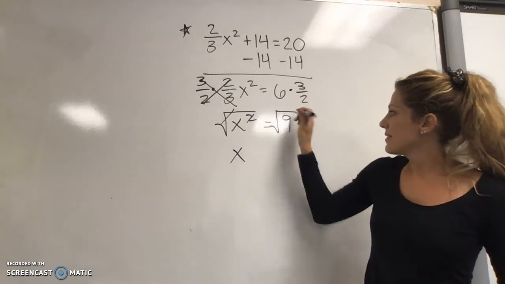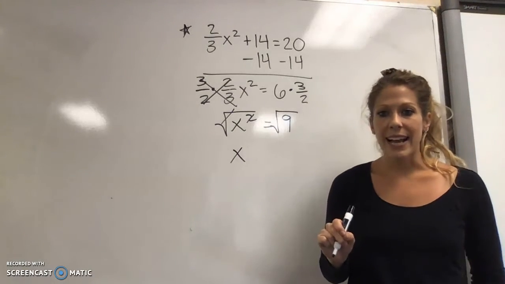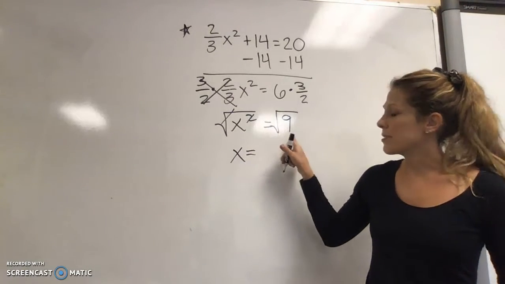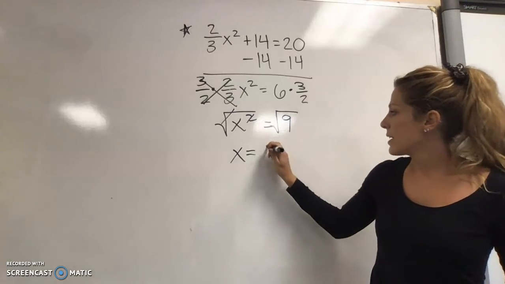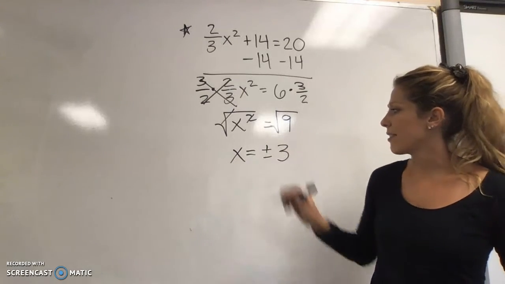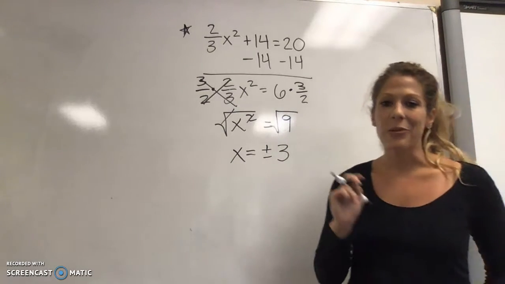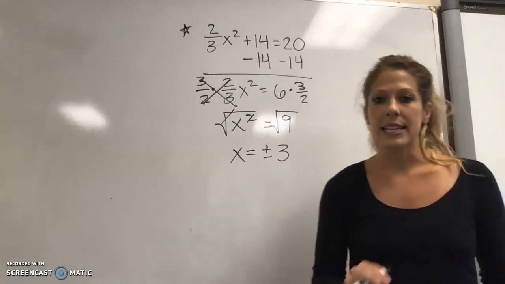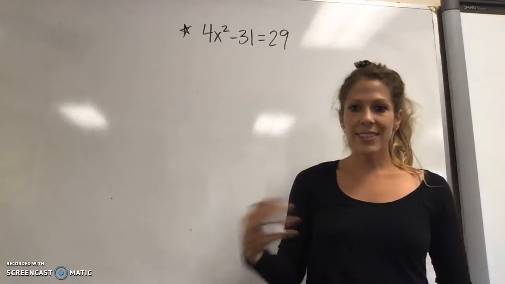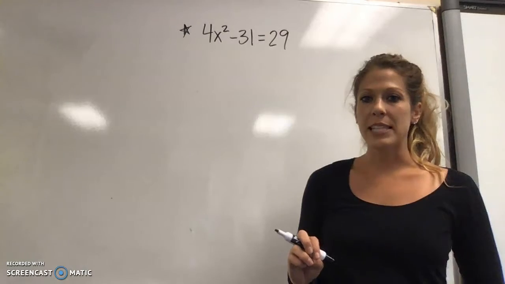Whatever you do to the left side, make sure you do to the right side. And then don't forget, when you take the square root of a positive number, you get 2 answers. Positive 3 and negative 3. So our 2 solutions, or roots, or zeros, or x-intercepts, are positive 3 and negative 3. Each of these examples are just going to get a little bit spicier.